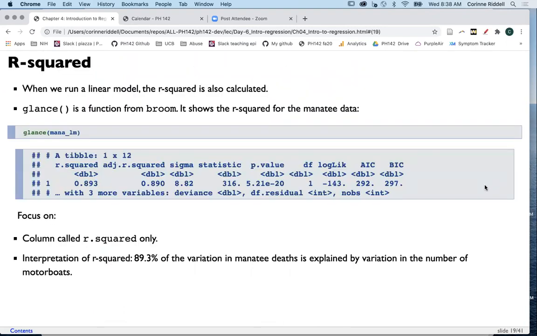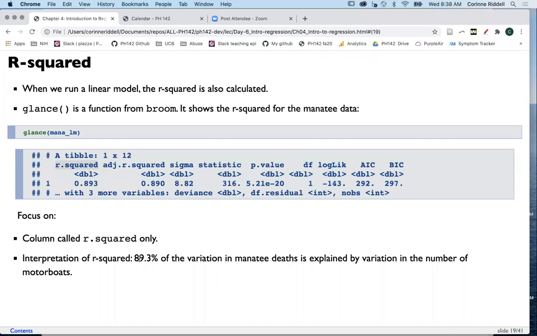One other new function for the day is called glance. Glance also comes from the broom package. You pass glance the linear model, and you use that to look at the first column of glance, which is the R squared. The R squared value here is 0.893. So this is saying that 89.3% of the variation in the number of manatee deaths is explained by powerboat registrations.